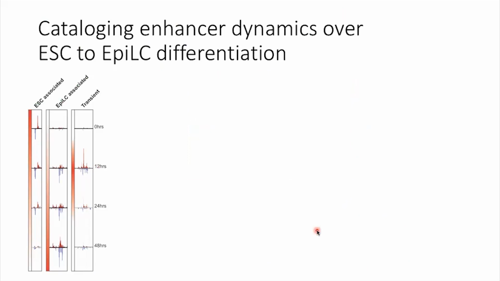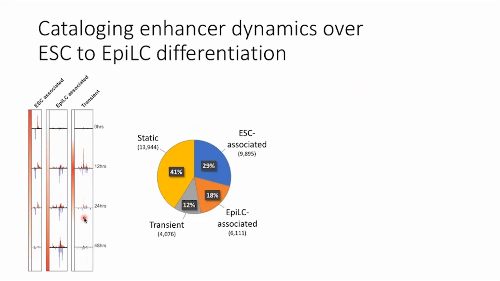So taking the data as a whole, I can break down enhancers into observed groups. First we have the ES cell associated peaks, which are mostly expressed in ES cells and then peter off by the end. We have the EpiLC associated peaks that are turning on over this process and getting established. And then finally, there's a large group of transiently expressed potential enhancer units that seem to be turning on early and then turning off during this transition.